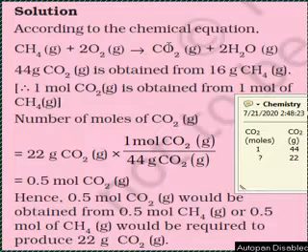Now here, for 1 mole of methane, we were getting 1 mole of carbon dioxide. So for 0.5 moles of carbon dioxide, we get 0.5 moles of methane. Hence, 0.5 moles carbon dioxide would be obtained from 0.5 moles methane, or 0.5 moles of methane would be required to produce 22 gram of carbon dioxide.